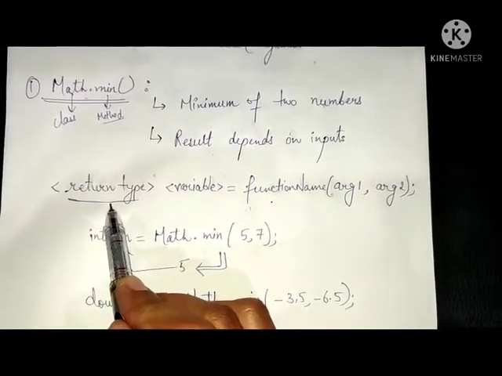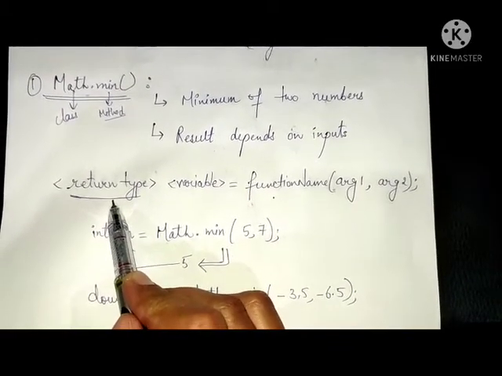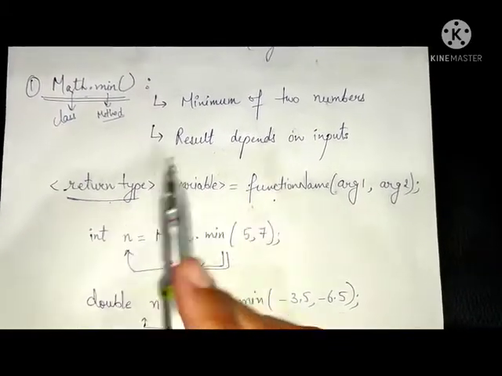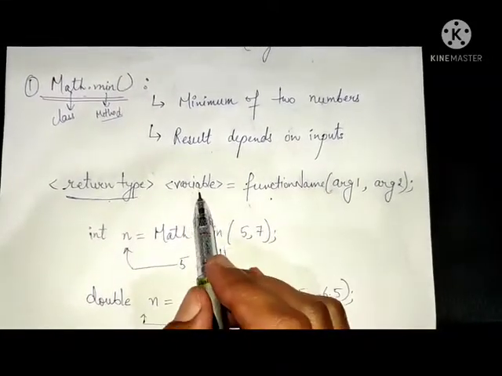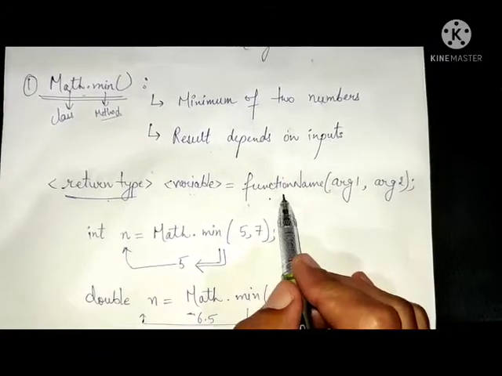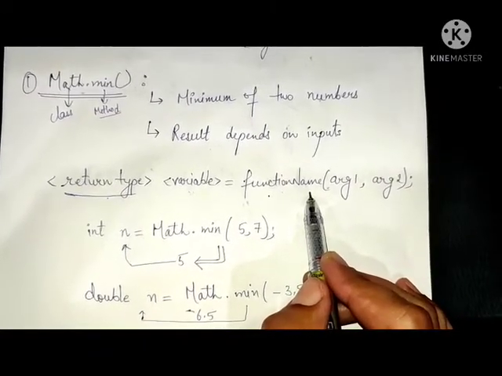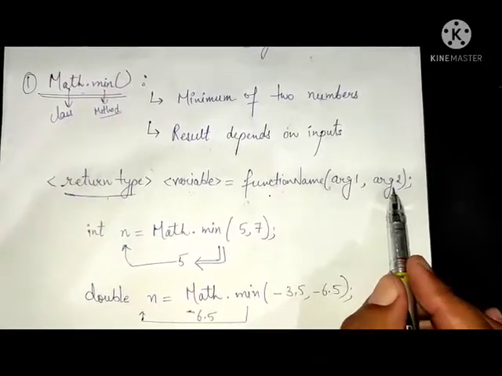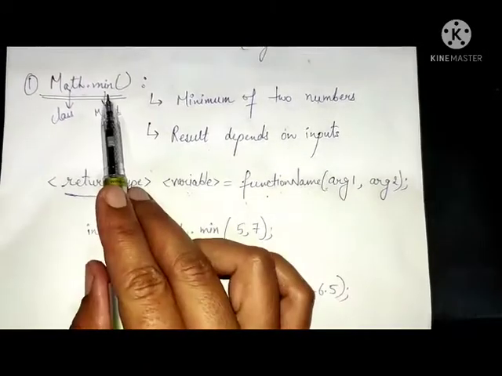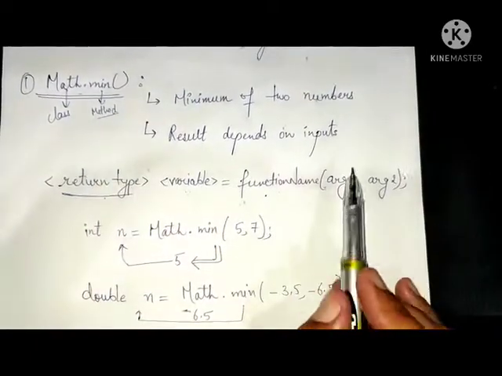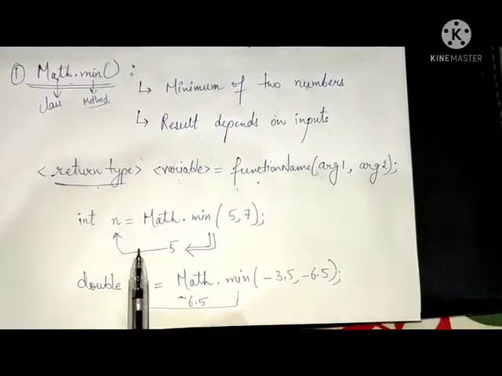The type of the result that is given by the function after the calculation is called return type, and the variable is used to store that result which is given by the function. Here is the name of the function that we have to use, and here the arguments. We have to give two arguments to the min function so that it can find the minimum number out of 2. Let's take an example.